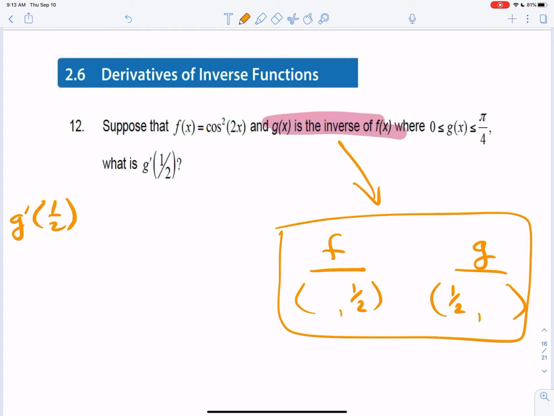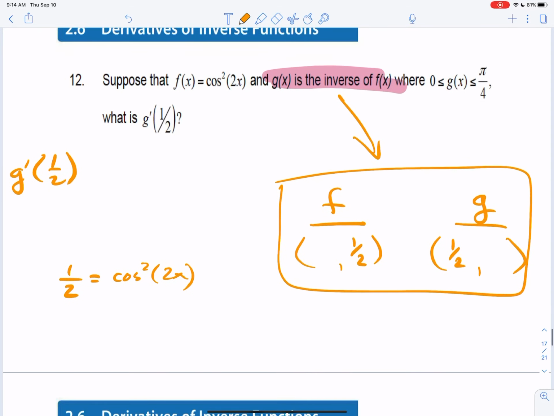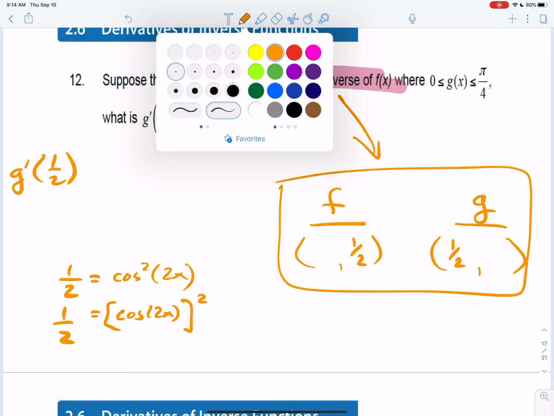So I need to figure out what x-coordinate will make this come out to 1/2. You've got to look back at that trig table or unit circle. Here's what I would do. Cosine squared of 2x is the same thing as cosine of 2x quantity squared. We talked about that in a previous lesson. I could solve this algebraically here. To get rid of the square, I'm going to take the square root.